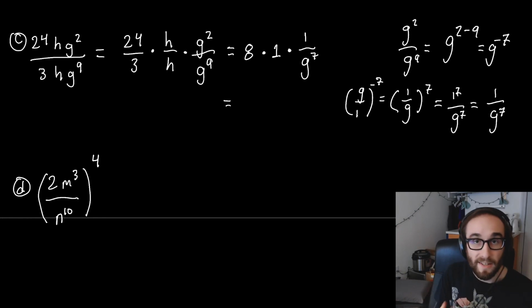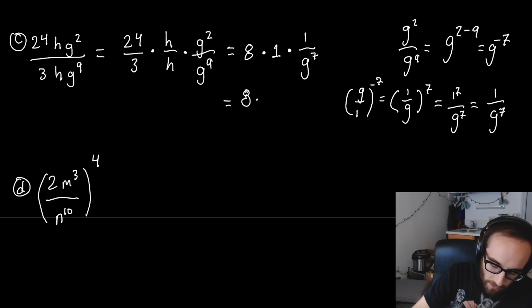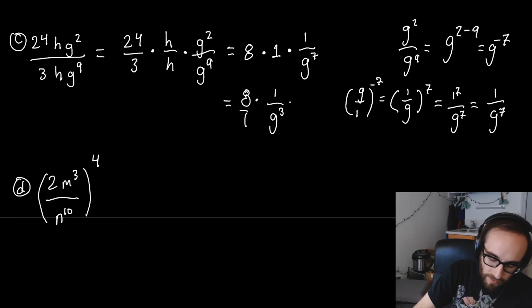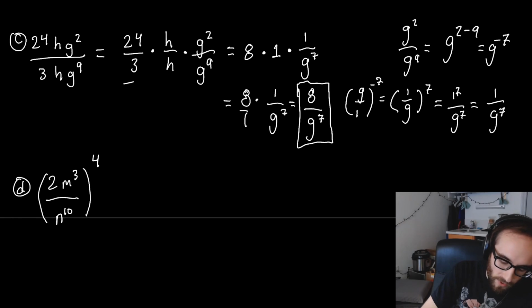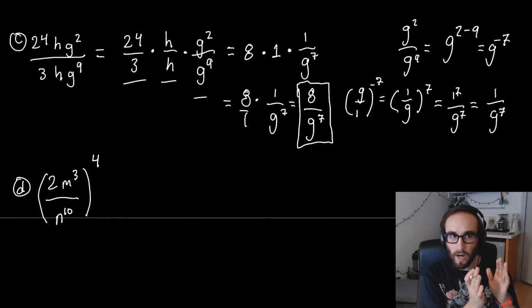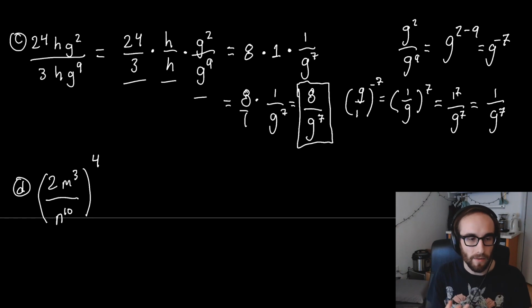All right, so finally 8 times 1 is 8. And then if we're multiplying a number by a fraction, this is the same as 8 over 1. So we can multiply 8 times 1, 8, and then 1 times g to the 7th is g to the 7th. I wrote that wrong. That should be g to the 7th. So our final answer here is 8 divided by g to the 7th. And we start off by splitting up our fraction and matching up the different variables and the numbers.